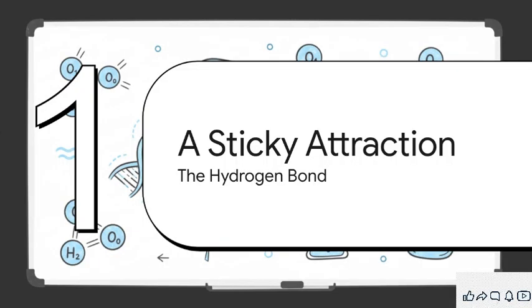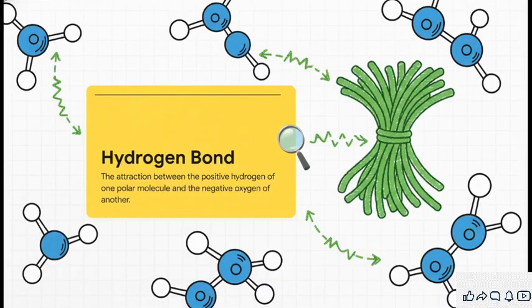So we figured out that a single water molecule is a tiny magnet. But you never really find just one water molecule floating around by itself. So what happens when you get billions of them all together in one place? Well, this is where the real magic starts. It's exactly what you'd expect with magnets. The slightly positive hydrogen end of one water molecule is drawn to the slightly negative oxygen end of another one nearby. This attraction is called a hydrogen bond.